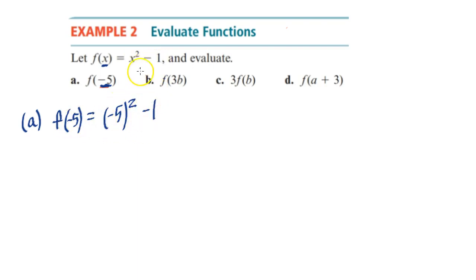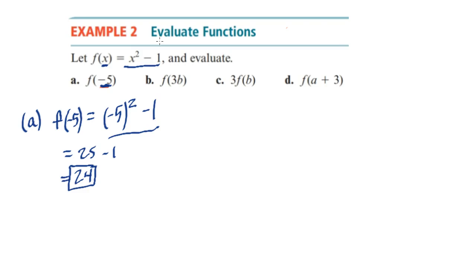So notice that this is identical to this, but where we have the x, we have parentheses around the value that we're plugging in. Okay, and then at this point, we just need to simplify. -5 squared is 25, positive 25, since -5 times -5 is a positive 25. And then we subtract 1. That gives us 24. And we're done. F of -5 is 24 for this function, x squared minus 1.